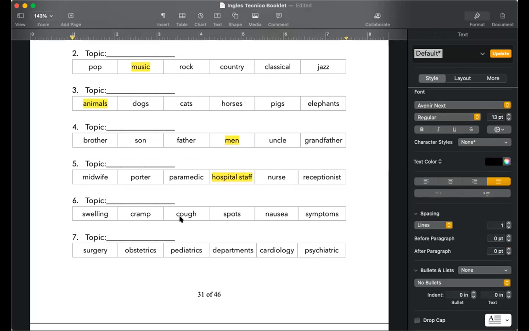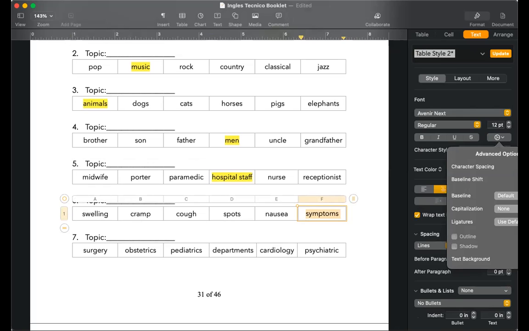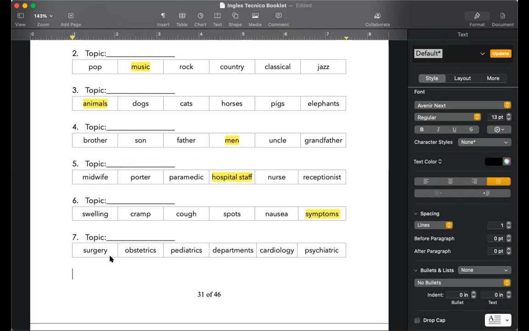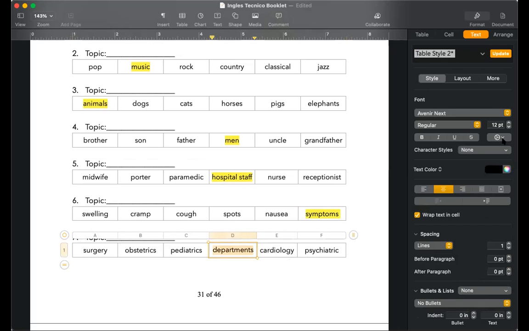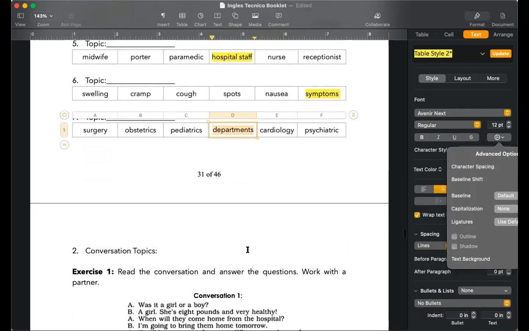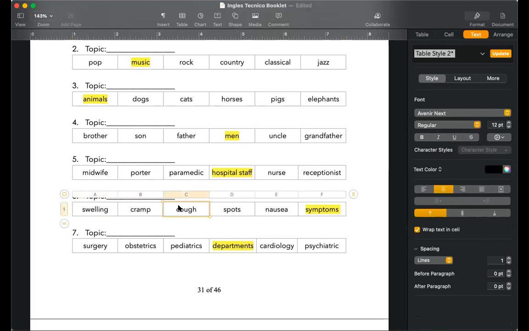Then we have swelling, cramp, cough, spots, nausea, and symptoms. Symptoms, very good. And lastly, we have surgery, obstetric, pediatrician, departments. Yes, departments, very good. Okay, is that it? Yeah, that's it. Any questions? Any questions about these ones? ¿Alguna palabra de estas that maybe you don't know? Because all of those are symptoms that happen to us. But anyone know nausea? Nausea. It's the same.